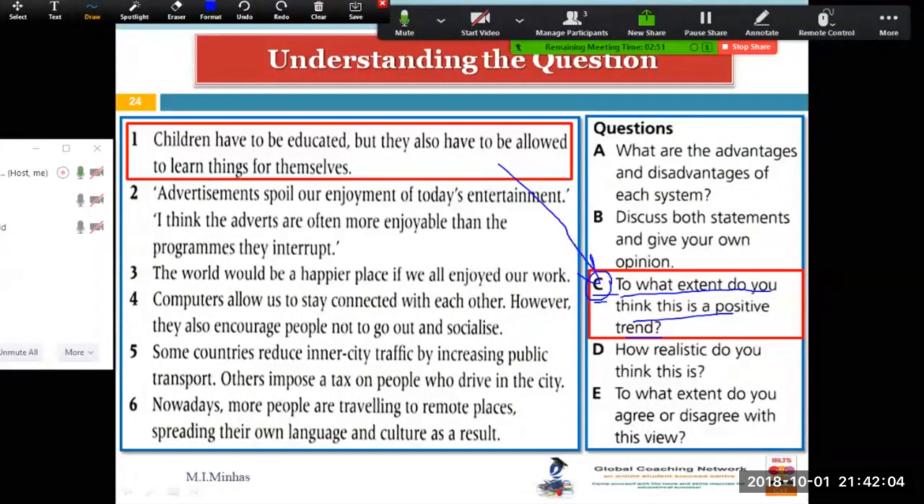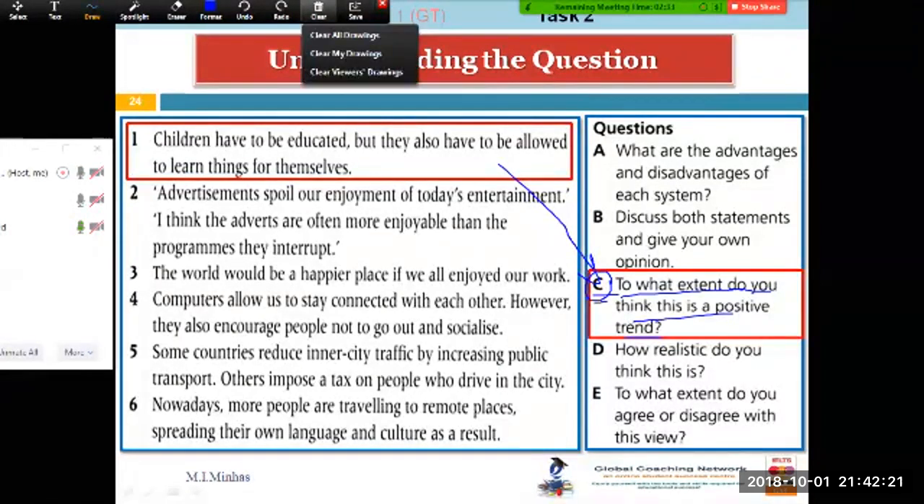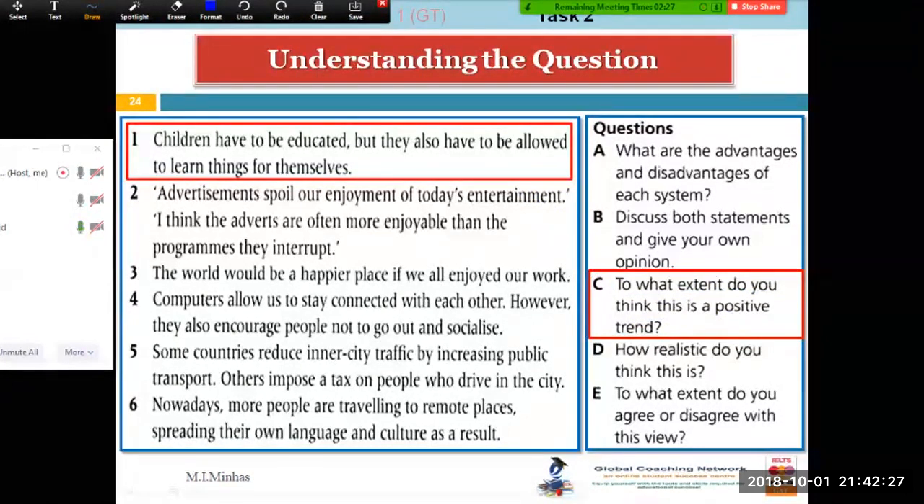Sorry, your voice is too low. I guess it can be a possibility, no, because in that statement they said that children have to be educated, but they have also given a new idea over there, a new way of learning. So we can say no. Okay, let me conclude it.